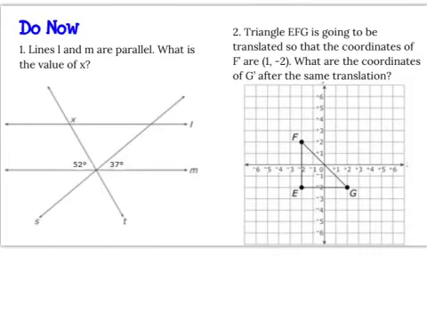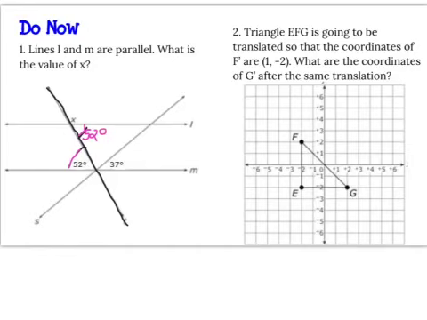Try these two problems before we start our review. So number one, the angle property that we needed to remember are alternate interior angles. When we have two parallel lines like L and M, and when it's cut by a transversal, alternate interior angles are the angles that are inside our two parallel lines, but opposite sides of the transversal, and they are equal. So that means that if this angle is 52, this angle is 52 degrees.